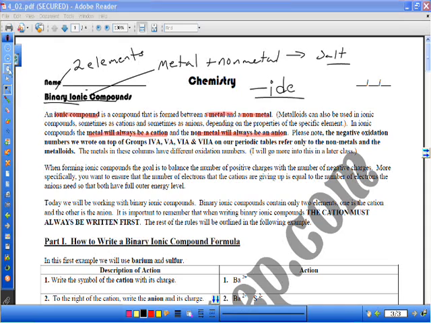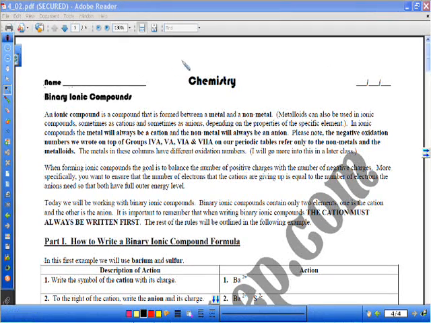The one thing that you've got to do first, though, when you write this, is you always write the metal first, or the cation first. So you always write the positive first, and then the anion is second. And again, remember the anion is going to have an -ide ending. We will change the name and put an -ide ending.